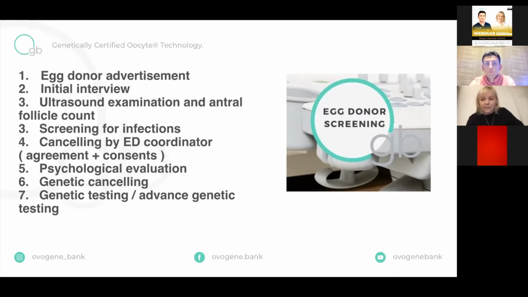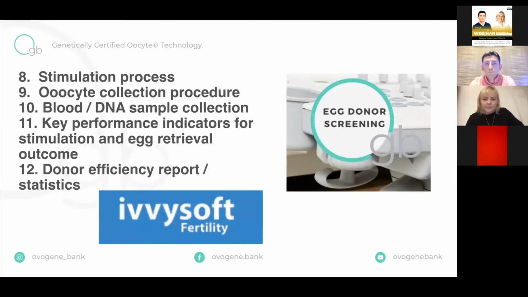And also on request, we do advanced genetic testing, and quite many donors have already been tested on panels of about 300 mutations. After we did all that, we go to the process of the stimulation.